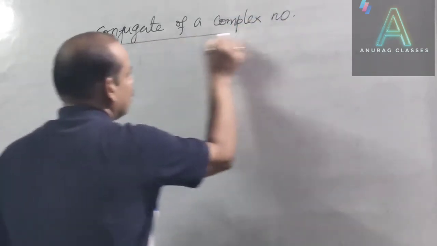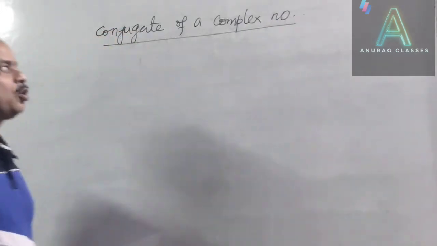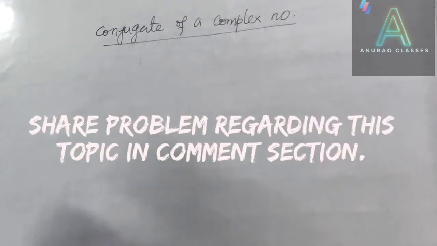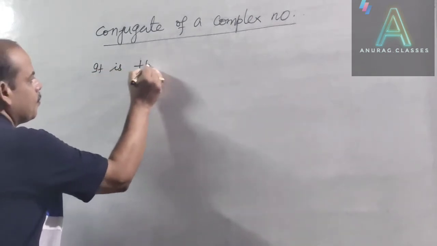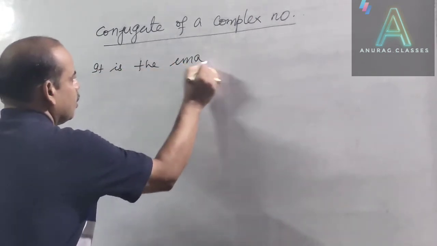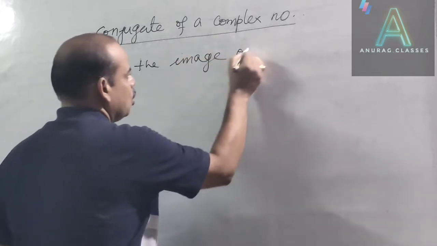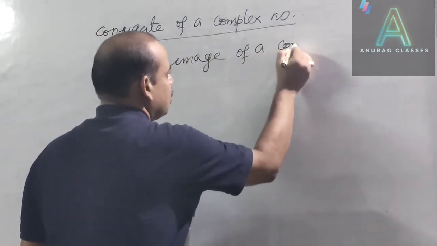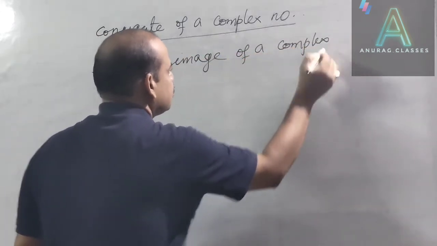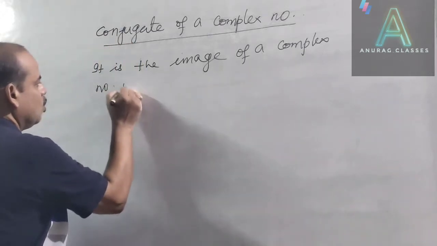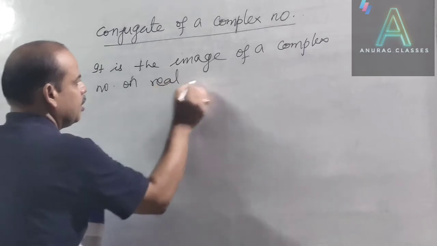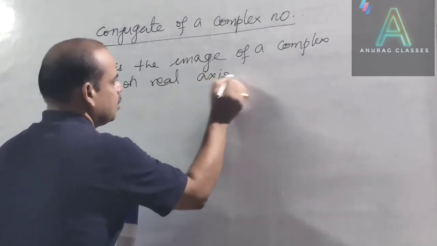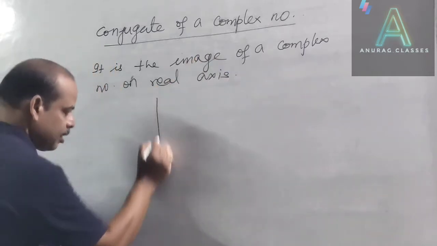So first of all, I am trying to define what is conjugate. It is the image of a complex number on the real axis, as shown in the figure.